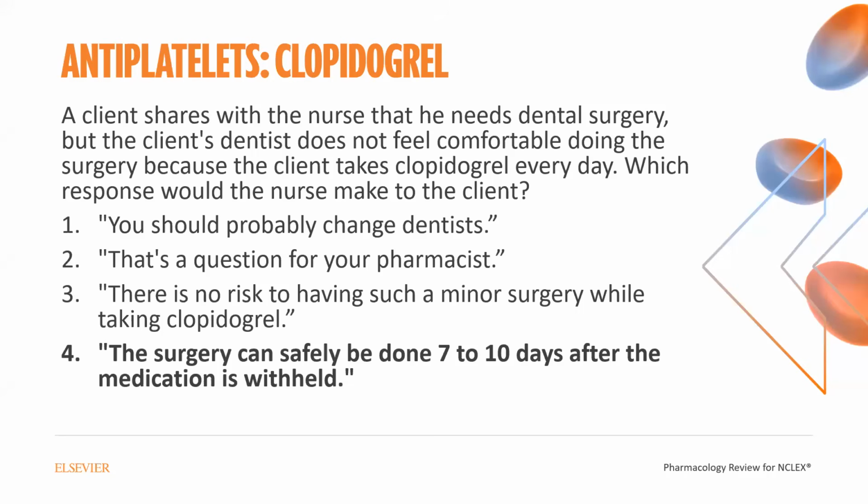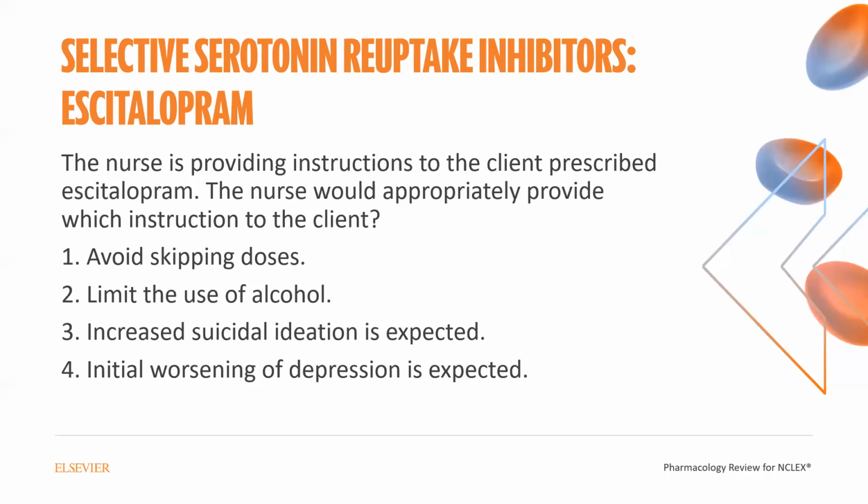All right, so on the next slide, we have a question on the selective serotonin reuptake inhibitor, escitalopram. The nurse is providing instructions to the client prescribed escitalopram. The nurse would appropriately provide which instruction to the client? 1, avoid skipping doses. 2, limit the use of alcohol. 3, increased suicidal ideation is expected. And 4, initial worsening of depression is expected.